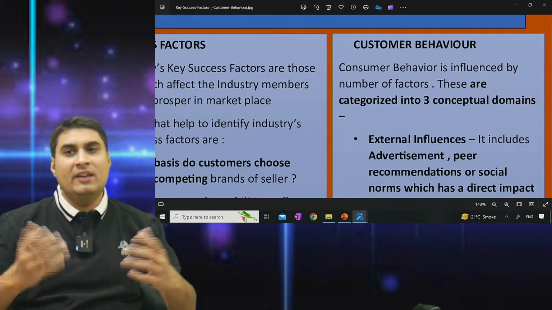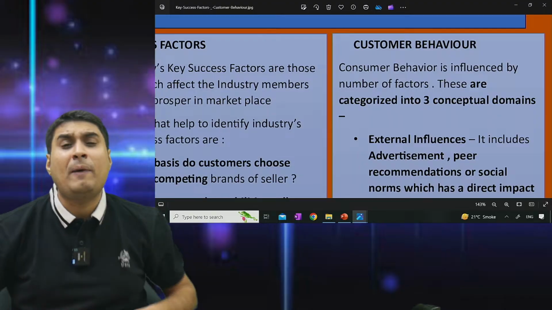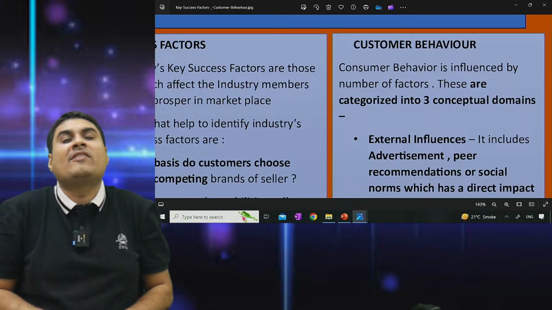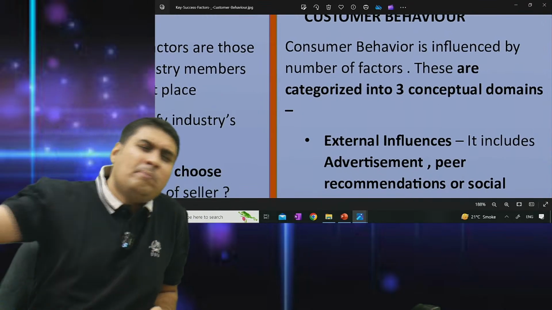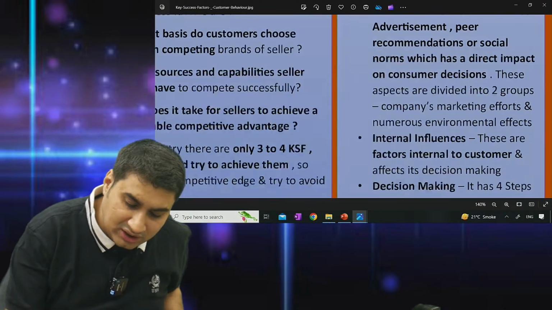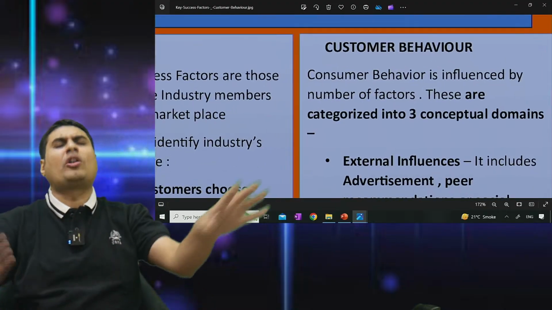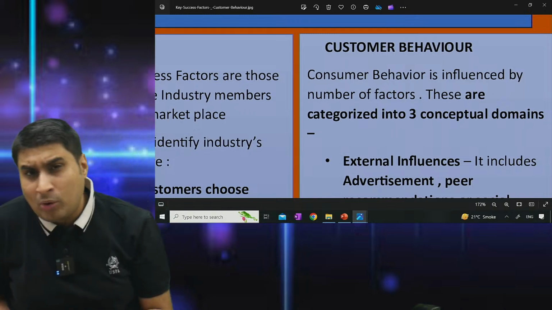Come to customer behavior. Customer, see, this is micro. Customer will have direct impact. So I need to understand the behavior of the customer and I need to give what is required for him. Consumer behavior is affected by a number of factors. There are 4 basic factors. Let's take an example of a mobile phone. You want to buy a mobile phone.